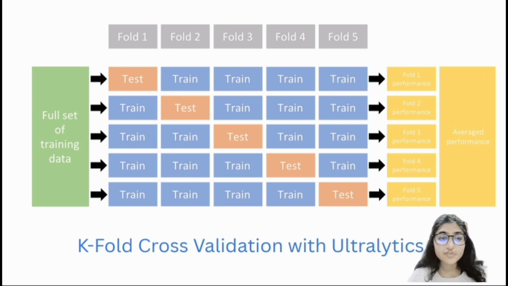Now, in this diagram, you can see how the k folds are performed. In the first fold, one fold is used for testing, and in the rest of the k minus 1 folds, we perform training. After training and testing, the average performance is calculated. So this is the process of k-fold cross validation.